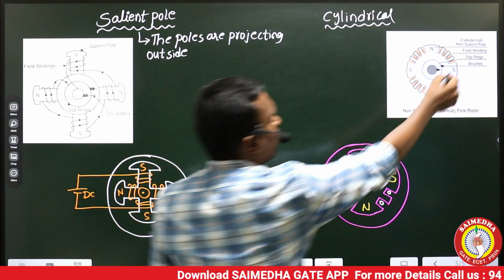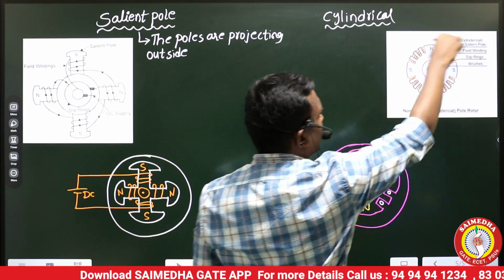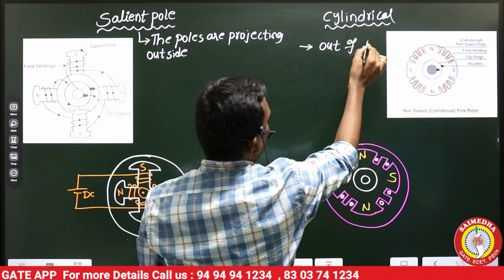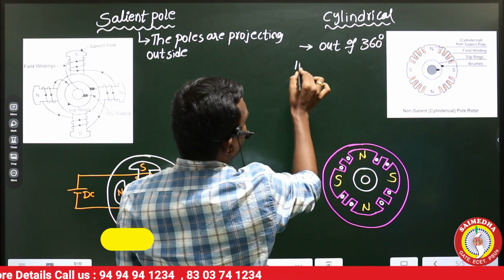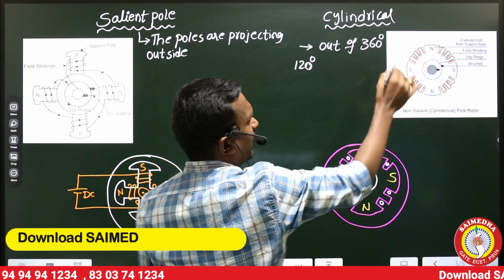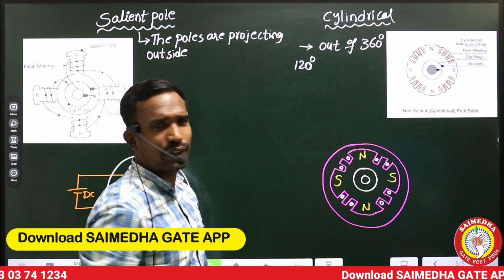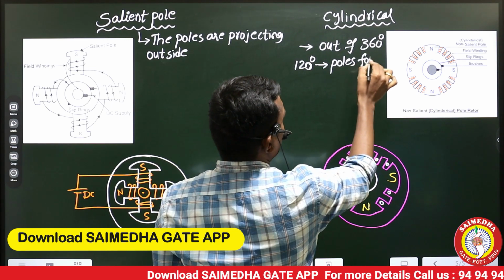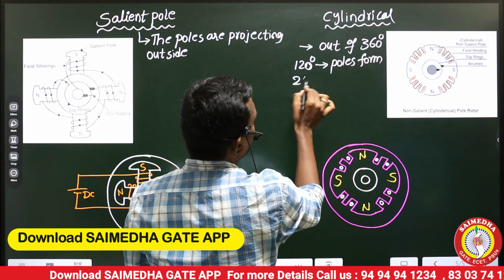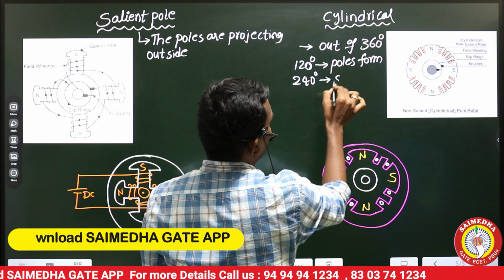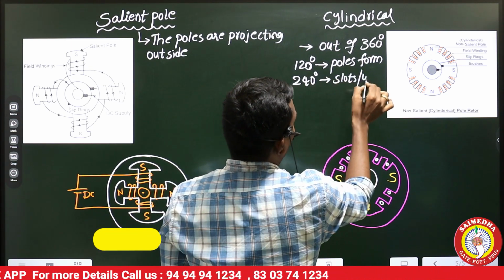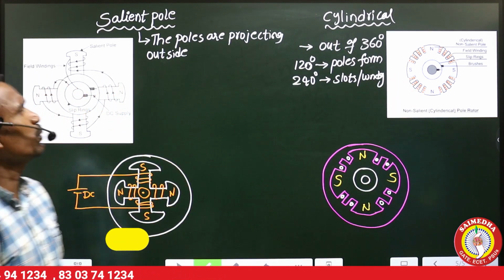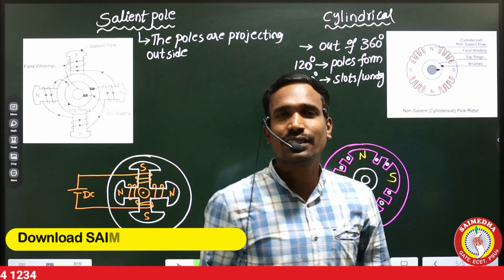But here, out of 360 degrees, 120 degrees of rotor periphery is used for poles formation. And the remaining 240 degrees is used for slots, or simply winding, just for winding. This is about the main constructional differences between salient pole and cylindrical pole.